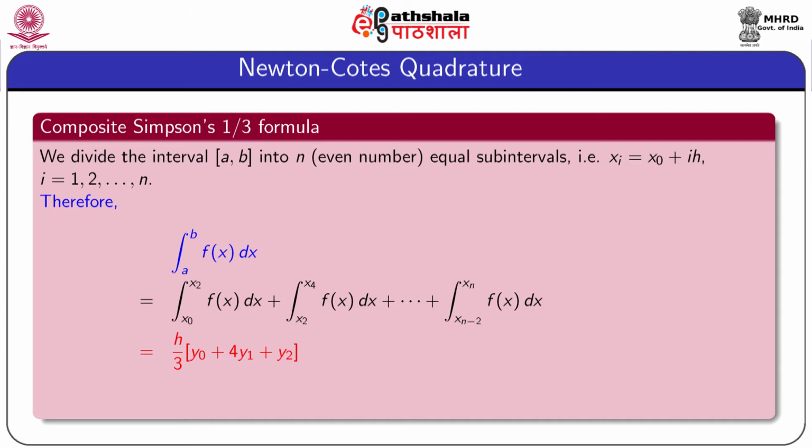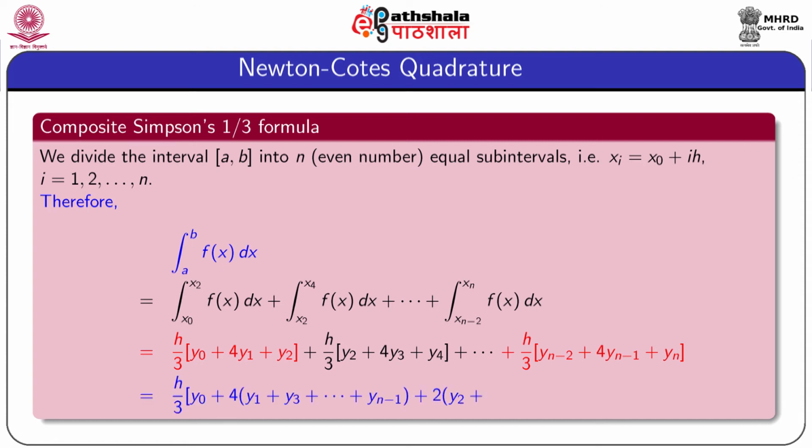The value obtained for the first integral is h by 3 (y0 plus 4 y1 plus y2), obtained by Simpson 1/3 formula, and the value for the second integral is this one, and the value for the last integral is this one. After simplification, the formula becomes h by 3 into y0 plus 4 into (y1 plus y3 plus dot dot dot plus yn minus 1). That means 4 into the sum of the y's with odd suffixes plus 2 into the sum of the y's with even suffixes plus yn. So, this is the composite Simpson 1/3 formula.